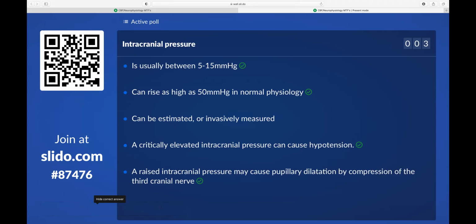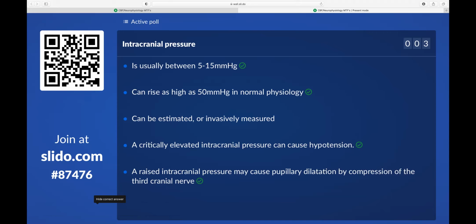The third one might be a bit controversial. It's got "can" in it, so I went true in my head. The book I was reading when I was doing the revision said it can only be invasively measured. Then subsequently a bit more reading has said that you can almost clinically estimate it. So I suppose you could argue that that's true. So I think that might be controversial. But is it useful? Happy to accept argument on that.